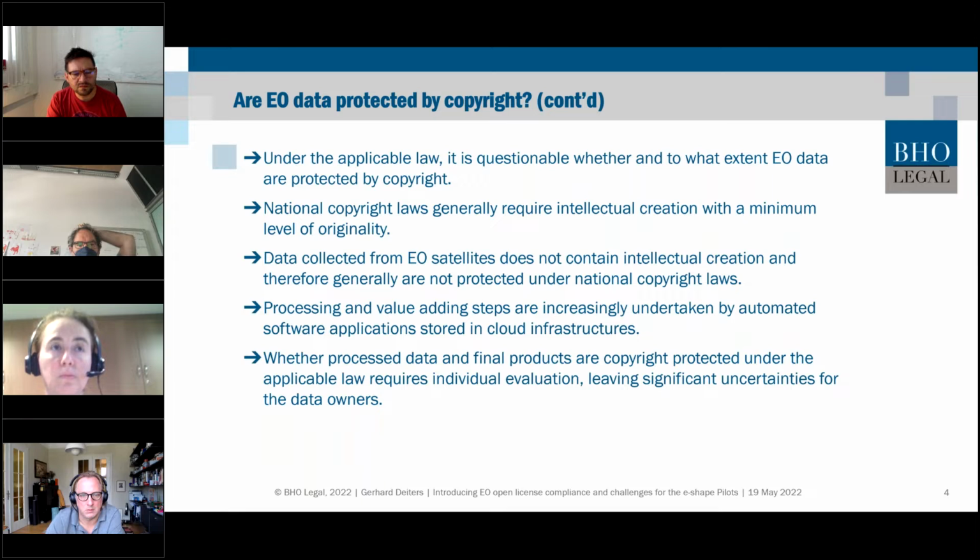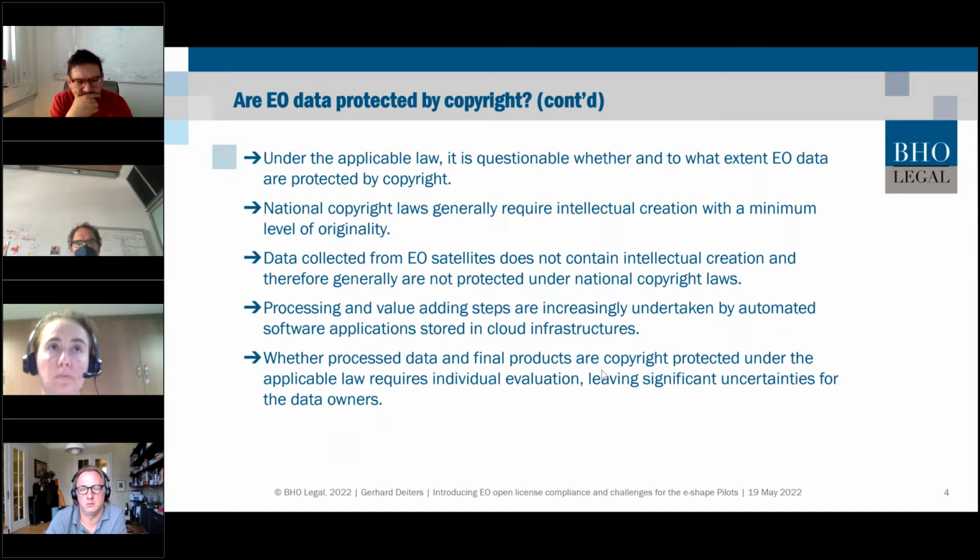And there is again no individual intellectual creation. Whether processed data and final products are copyright protected under the applicable law always requires individual evaluation, leaving significant uncertainties for data owners. So what is the outcome of such a finding, that for each and every product or data set you would have to make an individual evaluation?